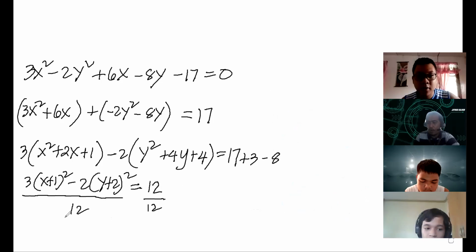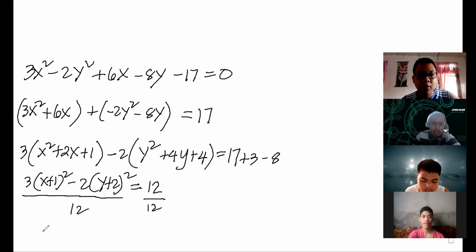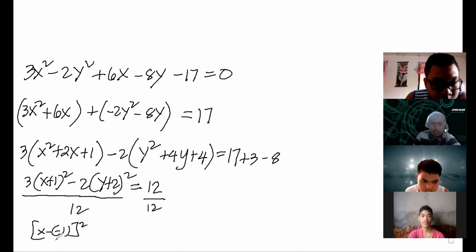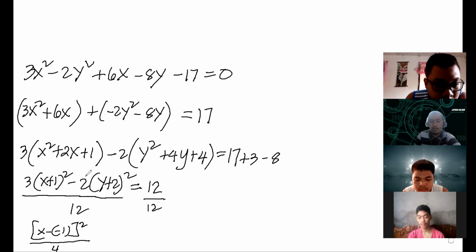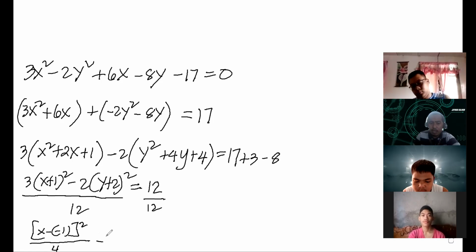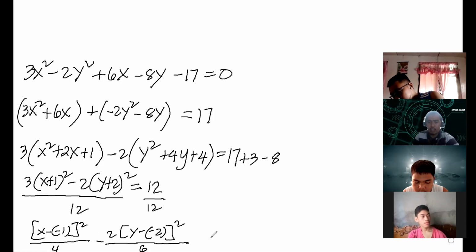What is 3 divided by 12? 1/4. So it will be (x plus 1) raised to the power of 2 all over 4. Right? The other side, it becomes 1/6. So minus 2 divided by 12 is 1/6, so it will be (y plus 2) squared over 6 equal to 1. Agree?